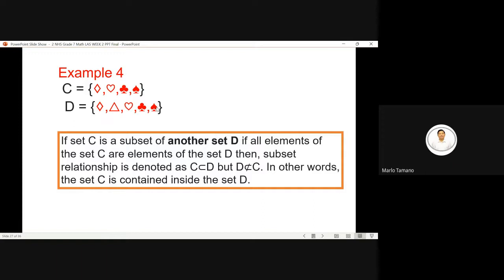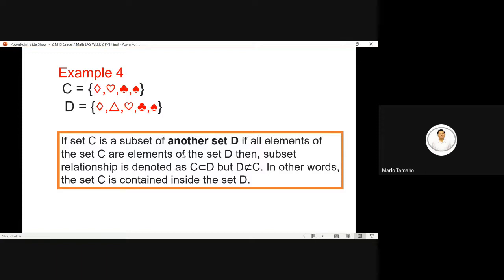Now, meron bang elements na magkapareho sa kanilang dalawa? Diamond, yes, magkapareho. Heart, magkapareho. Flower. Spade. Tama. Okay. So, all the elements of set C are also elements of set D. They are not equal. Okay? They are not equal.